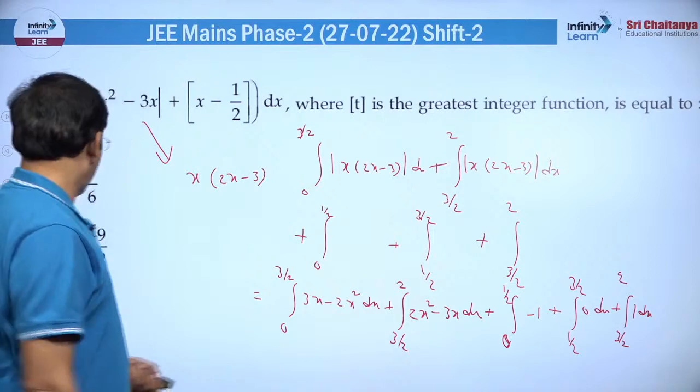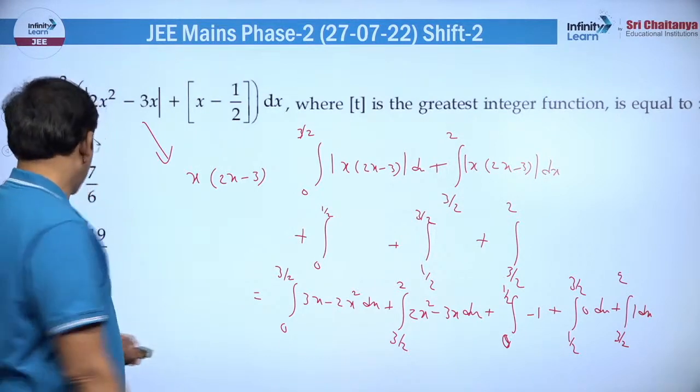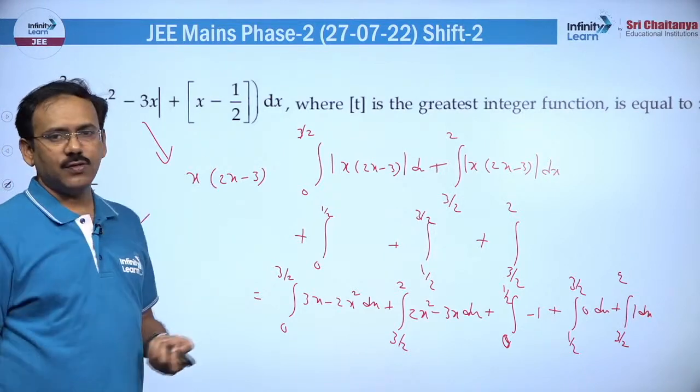Now you can just simplify, you will get the answer for this question, maybe around option B you will get 19 by 12.